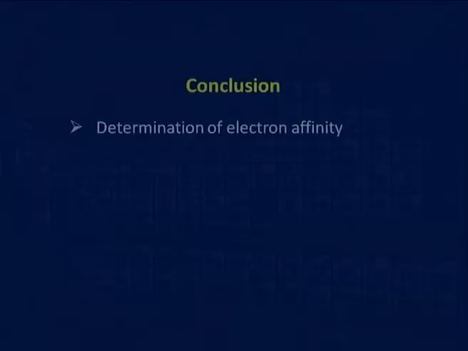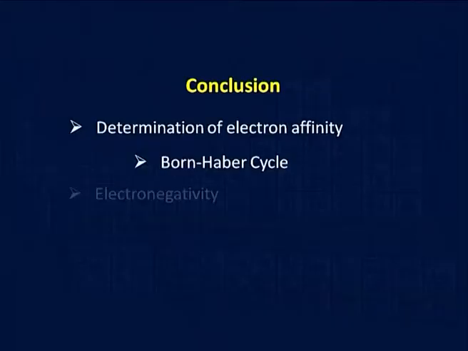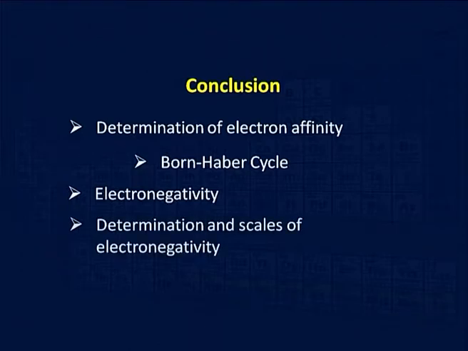So, here we conclude that in the present lessons we learned about the determination of electron affinity and the periodic trends observed in the electron affinity. Also, we learned about electronegativity, how we can define it, and from the Pauling scale we found that fluorine is the most electronegative element and it is assigned a value of 4. So, two scales we have learned, the Pauling scale and the Mulliken scale.